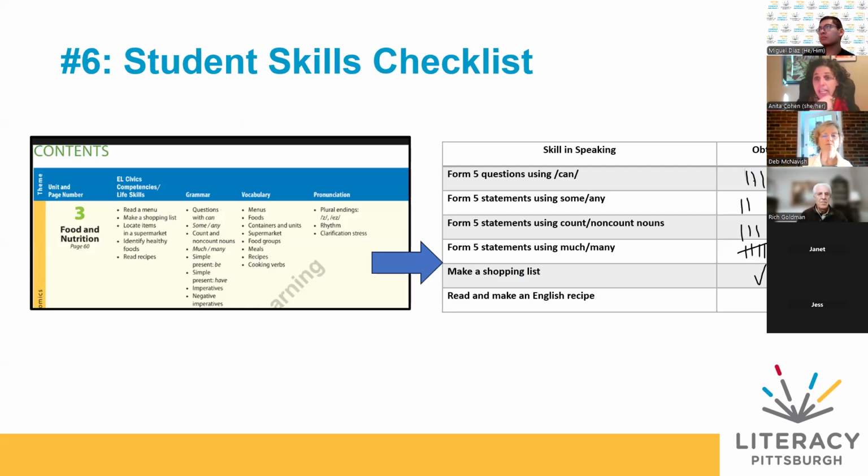Here's one, a student checklist. So maybe you want a little more tangible data rather than just examples. This is just an example of a checklist that you could make. I pulled a sample out of Standout. So this was from Standout 3. And this is the table of contents for Unit 3. These are the skills that you'll be going over. And you'll see things like read a menu, make a shopping list, the grammar questions with can, using some or any, count and noncount nouns, some vocabulary words, some pronunciation to work on.